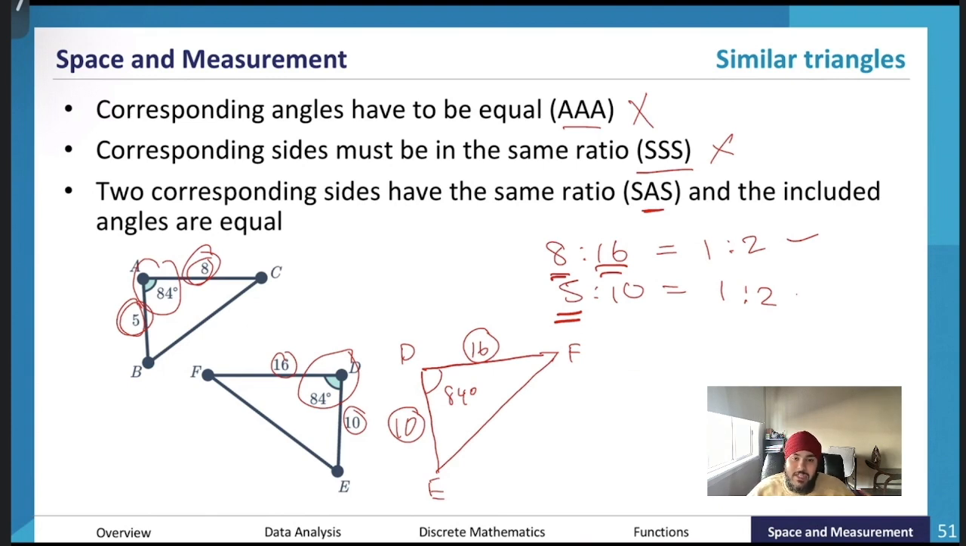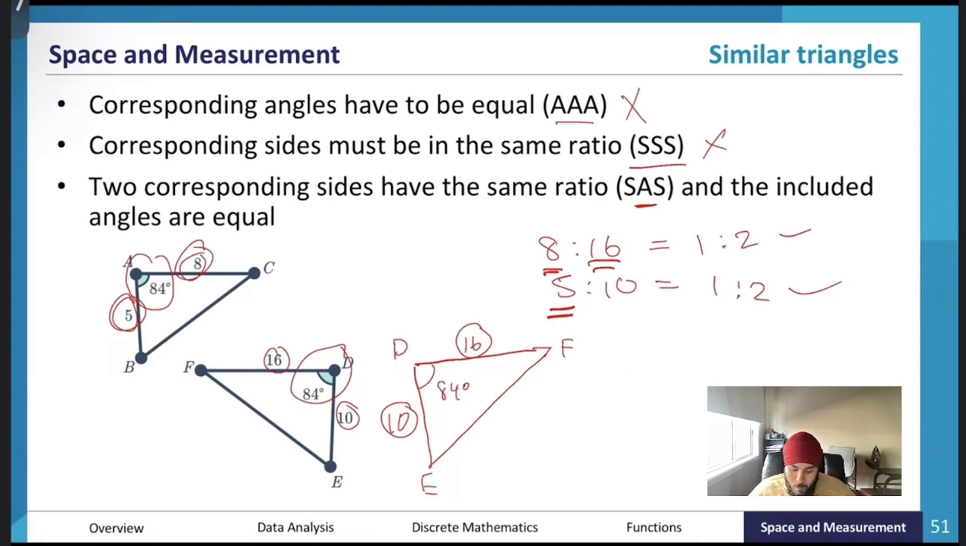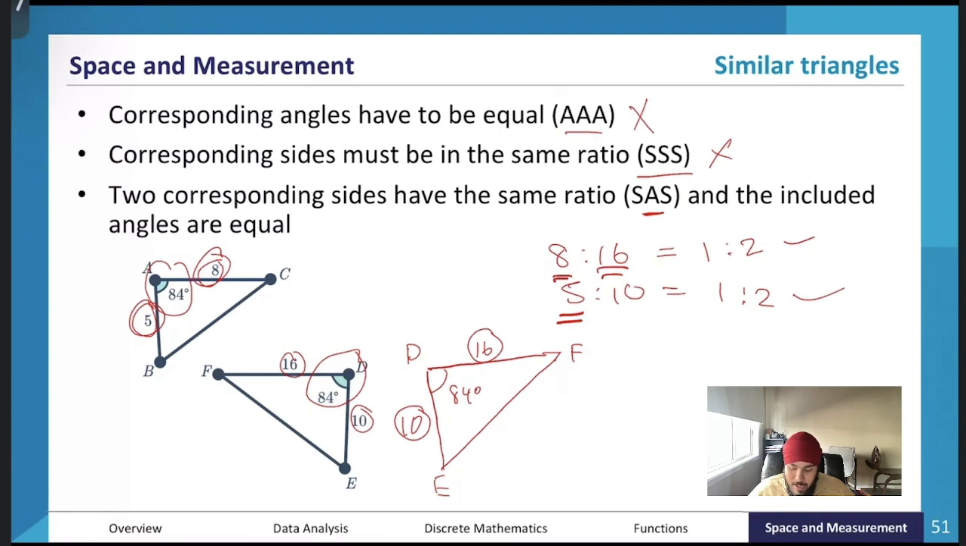So that is the thinking that is required in order to prove whether two triangles are similar or not. AAA, SSS, or SAS. One of them is enough. Okay, so next, corresponding angles have to be equal. So what does this mean? Basically what this means is about angles.